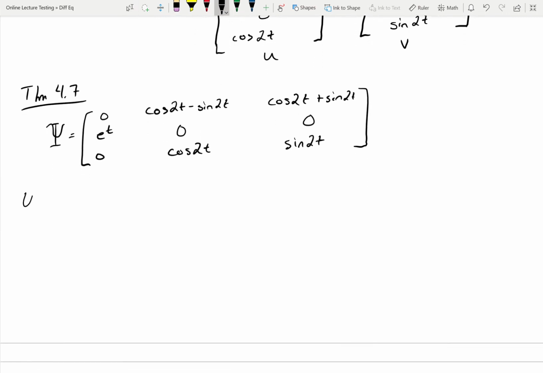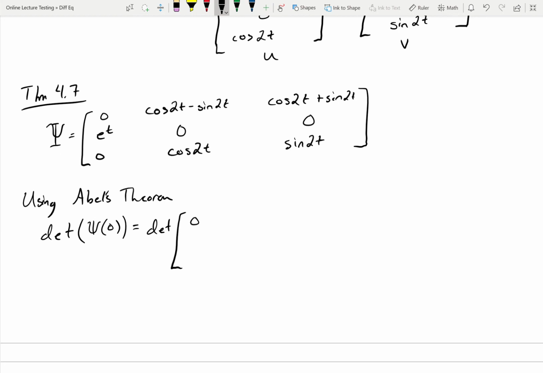And using Abel's theorem, we can find the determinant at 0 to see if this forms a fundamental set. We're going to get 0, 1, 1, 1, 0, 0, 0, 1, 0. And when we take the determinant, we're going to get 0 minus 1 times 0 plus 1 times 1. So in the end, this becomes positive 1, which is not equal to 0. Therefore, this forms a fundamental set.